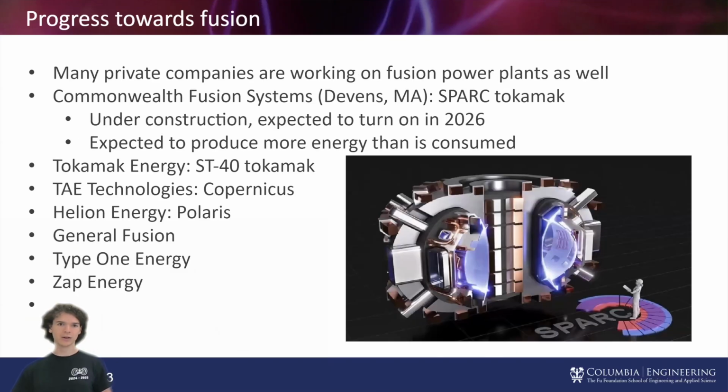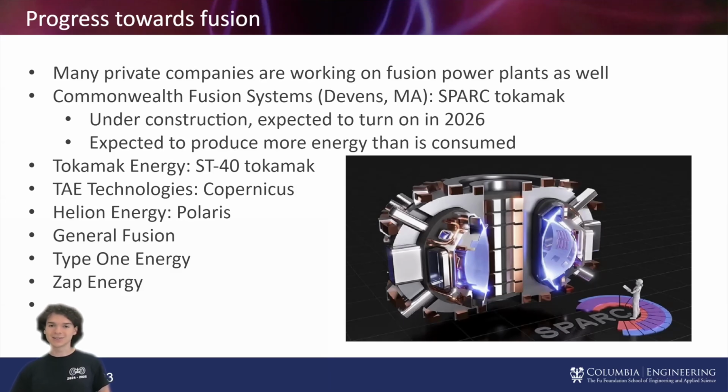There are some others as well, especially in the private sector, that are planning on building devices that are supposed to break net energy, or break Q=1, within the next few years. One of them is Commonwealth Fusion Systems, or CFS, which is based in Massachusetts. They're building a tokamak called SPARC, which is expected to turn on in 2026. SPARC is using high temperature superconducting magnets, a technology that allows for much stronger magnetic fields, which a lot of fusion devices are planning on using, or do use. SPARC is supposed to turn on quite soon, and it's very exciting.